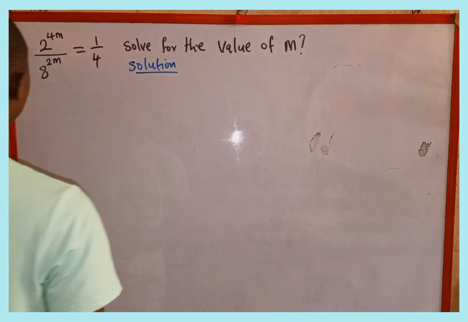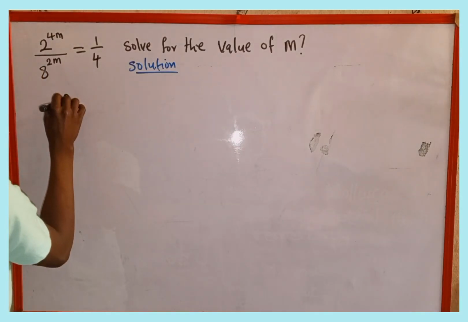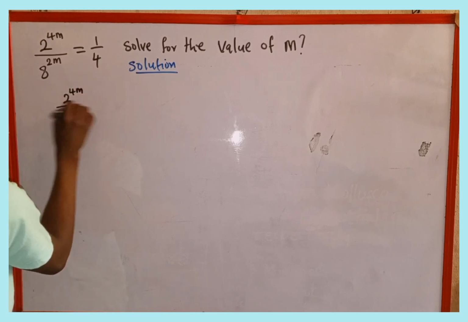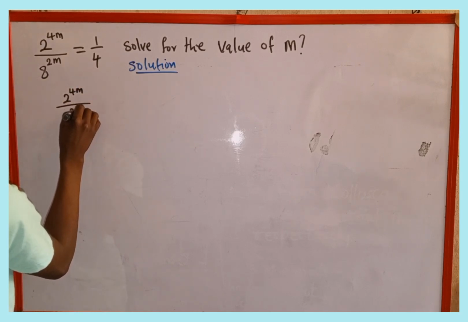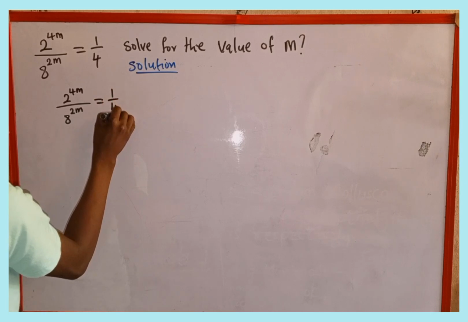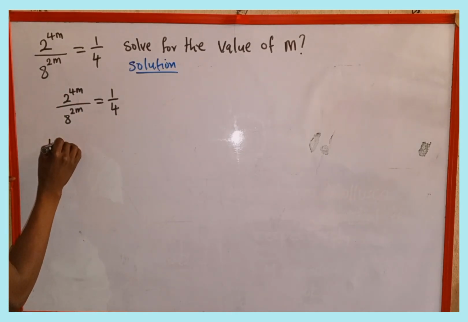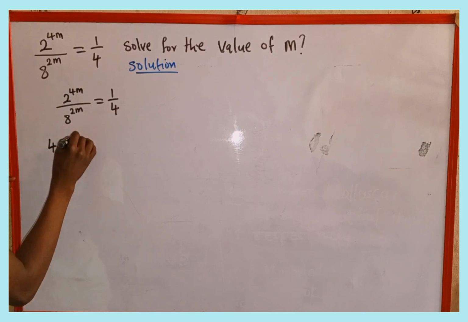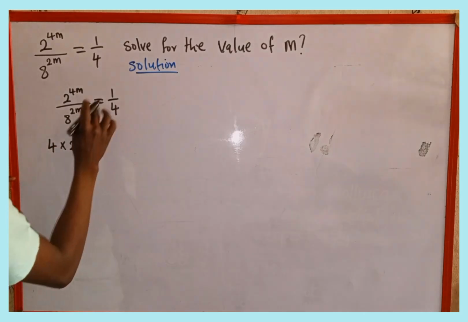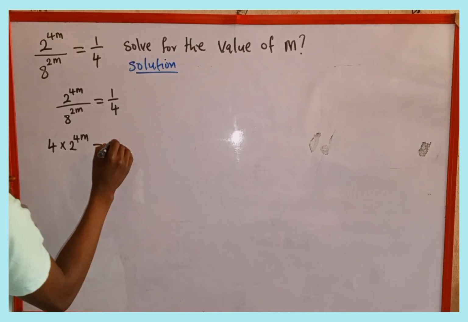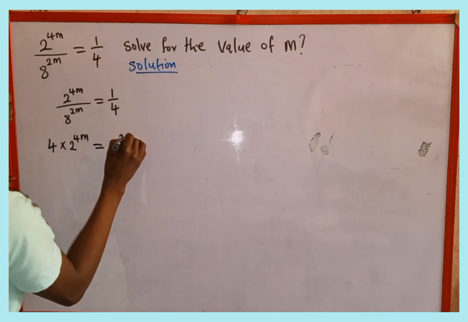So the first thing we are going to do is to rewrite the equation. We have 2 to the power of 4m divided by 8 to the power of 2m, which is equal to 1 over 4. If you have an equation in this form, we can cross multiply: 4 multiplied by 2 to the power of 4m is equal to 1 multiplied by 8 to the power of 2m, which is the same as 8 to the power of 2m.